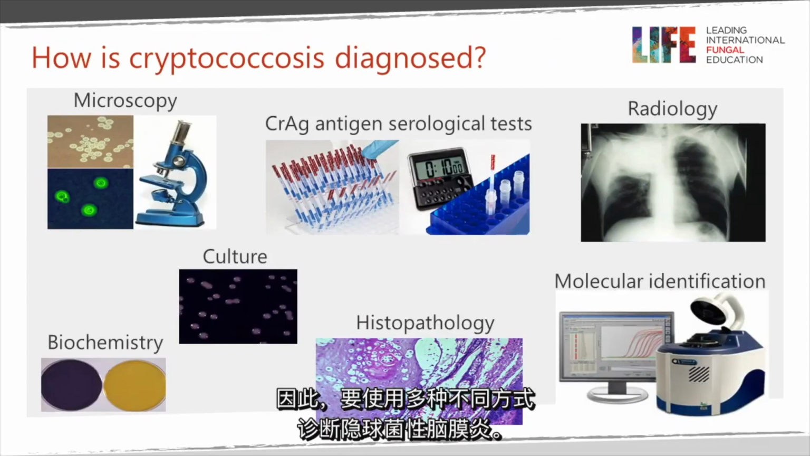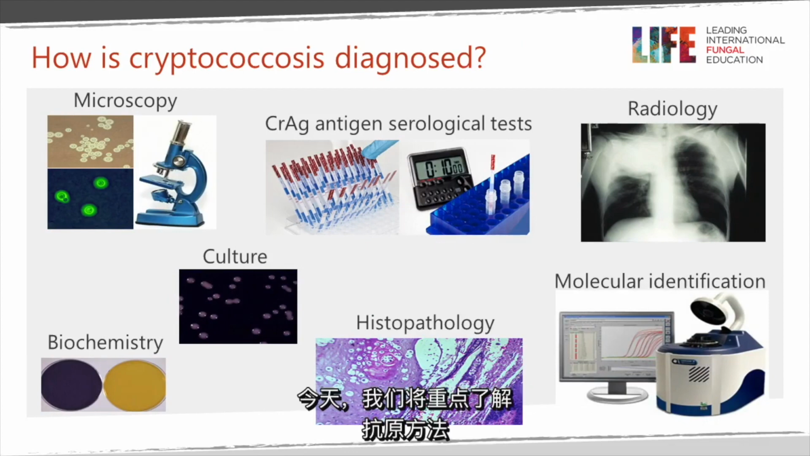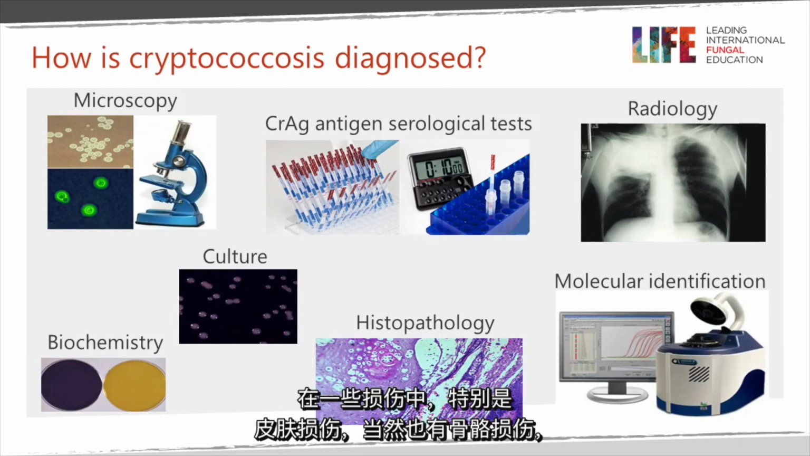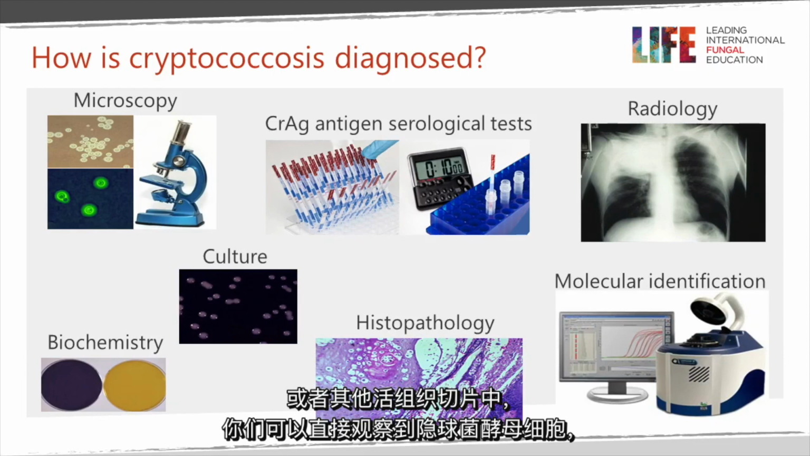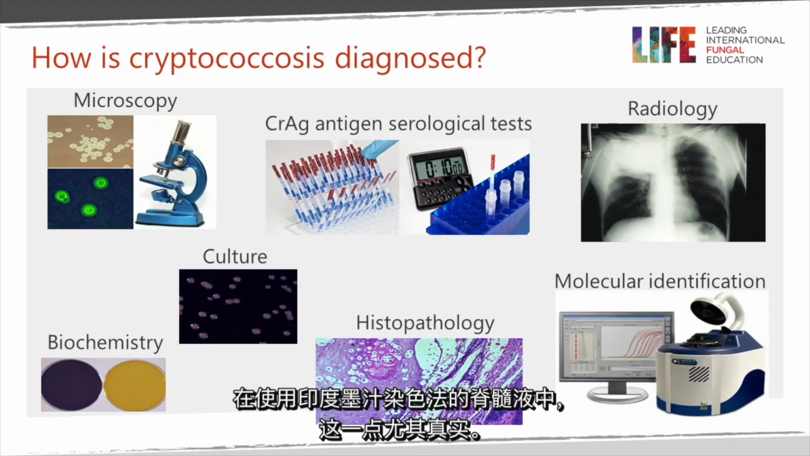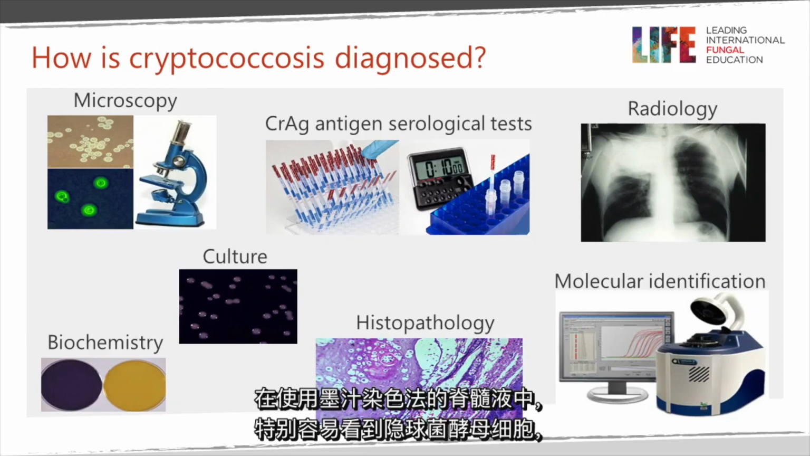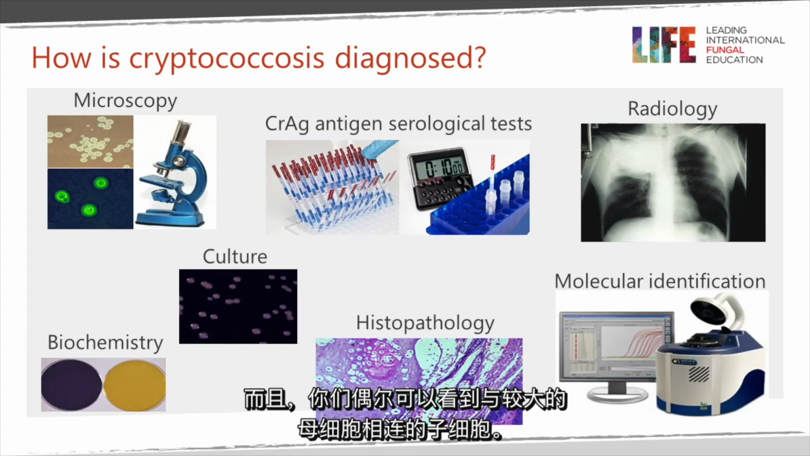So cryptococcal meningitis is diagnosed using multiple different methods, and today we're going to focus on the antigen method because that's the most sensitive and the easiest means of establishing the diagnosis. In some lesions, particularly skin lesions, but also in bone lesions or other biopsies, you can directly see cryptococcal yeast cells, and that's particularly true in the spinal fluid using an India ink stain, where cryptococcal yeast cells are quite easily visible, and you may occasionally see daughter cells attached to the larger mother cell.